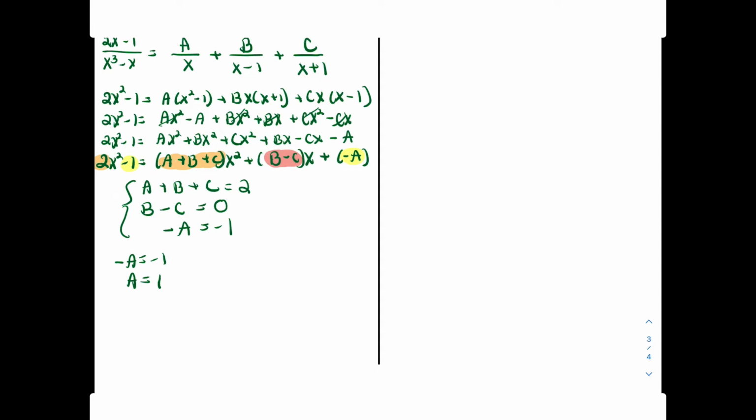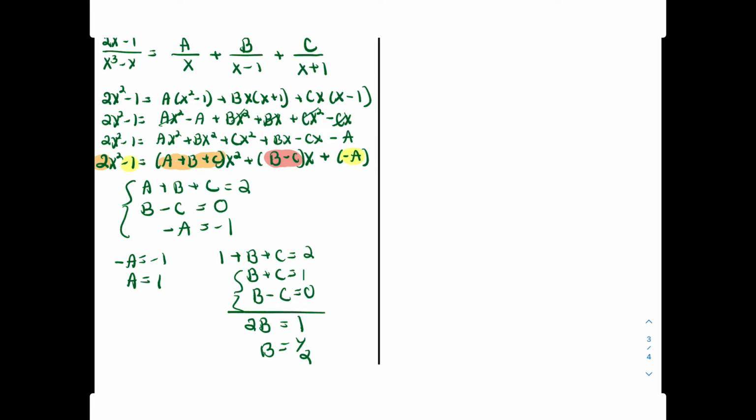Then I'm going to go back to my first equation where I have an a term and substitute 1 in place of my a. Simplify that equation down, and I get b plus c is equal to 1. Then I have that b minus c is equal to 0. I'm going to switch over to elimination. You can change these up if you want. And I end up with b is equal to 1/2.